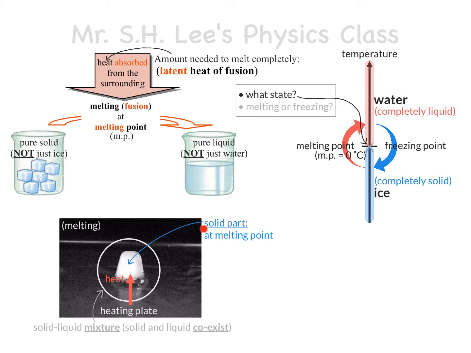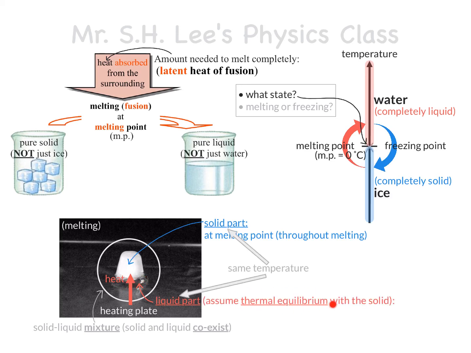So, the melting solid must remain at its melting point throughout the entire melting process, no matter how strong you heat it. Now, assuming that the solid part and the melted liquid part are in thermal equilibrium, the liquid then should be at the same temperature as the solid, that is, also at its melting point, 0 degrees Celsius in this example.